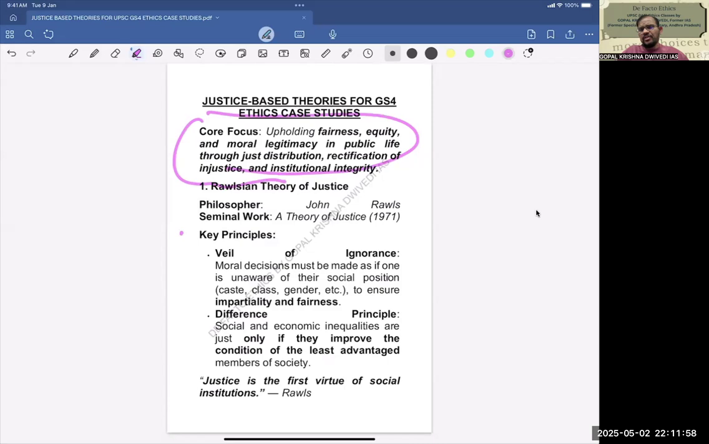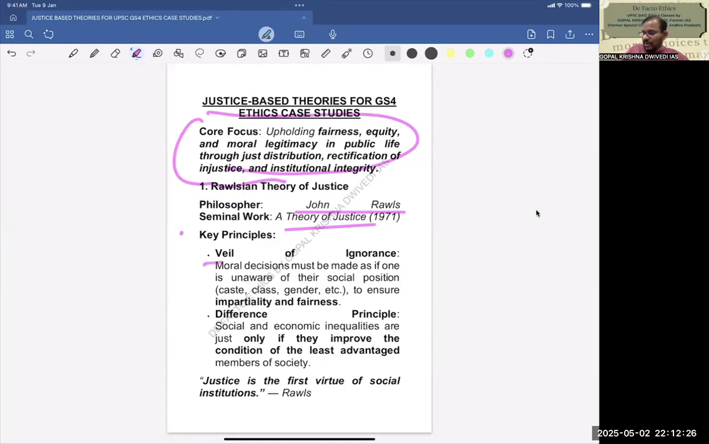Now, it has three sub-components, I mean, three philosophers or ethicists who have promoted this. One, most importantly, is John Rawls. John Rawls has written the book A Theory of Justice. What is the Rawlsian theory of justice, which we keep on quoting in the ethics paper in different theoretical questions as well as in case studies? Now, there are three key principles John Rawls has given.